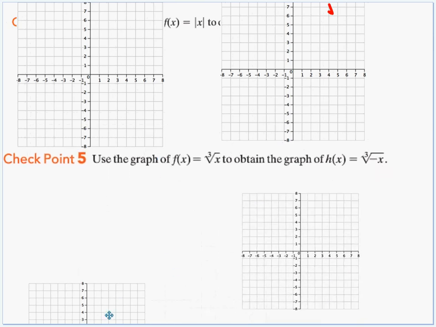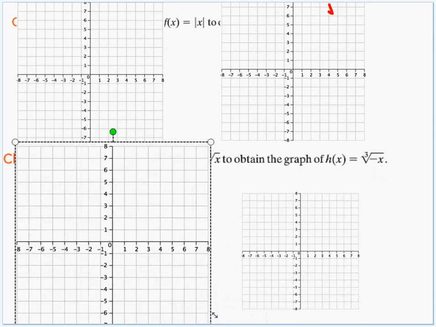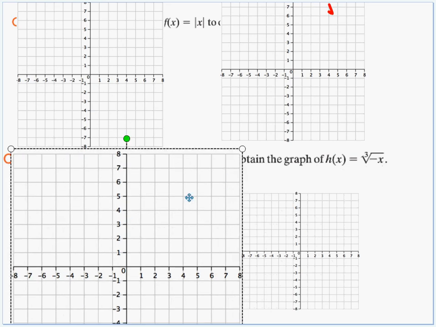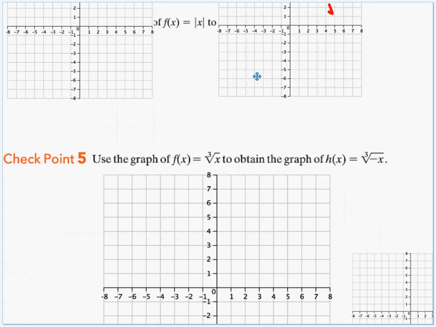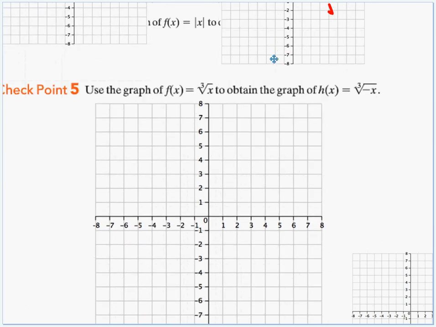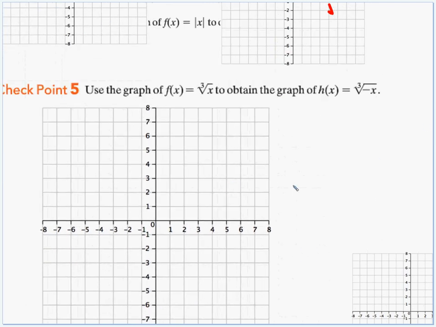Now here we've got a third root graph. Third root of x. The third root of 0 is 0. Third root of 1 is 1. Third root of 8 is 2. So it looks something like that. And if we go negative, third root of -1 is -1. Third root of -8 is -2. So it looks something like this.